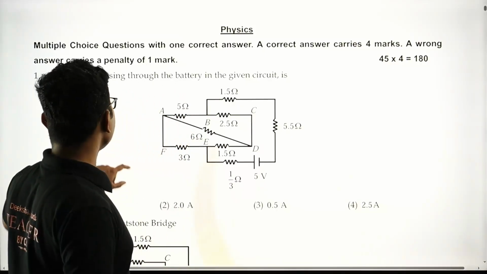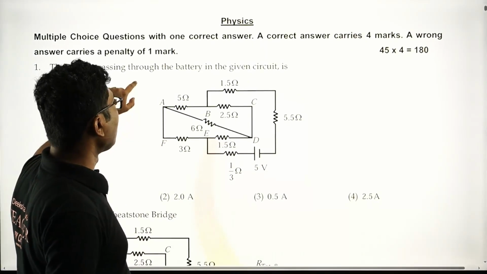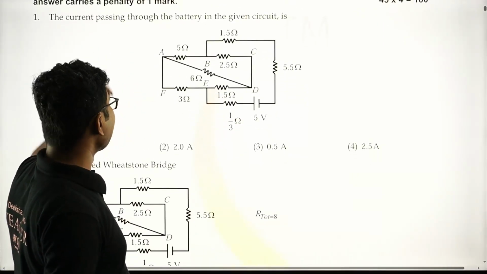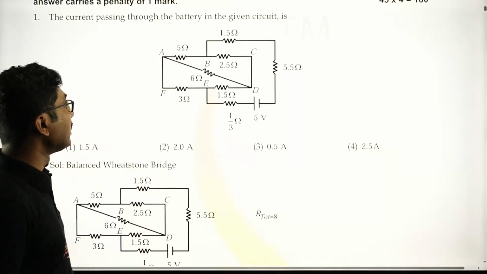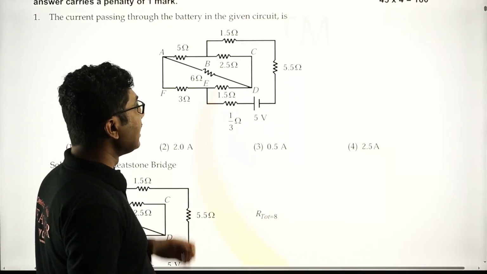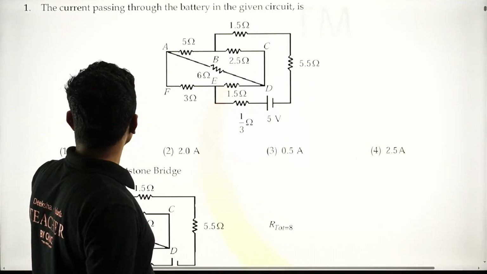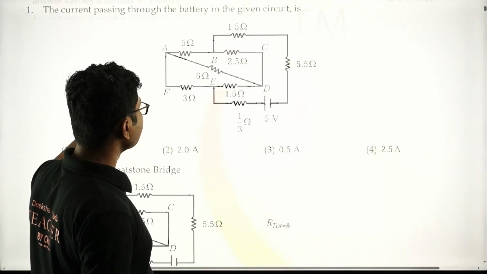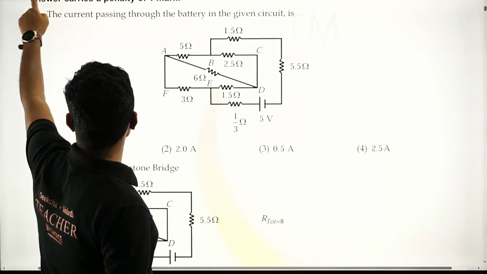So let's start with the physics portion. Question number 1 is basically a circuit diagram, and they ask you the current passing through the battery in the given circuit. If you want to find the current passing through the given circuit, the circuit is very simple.